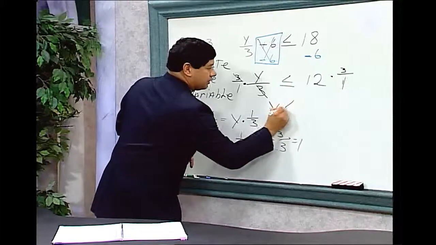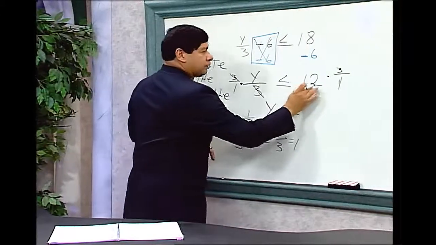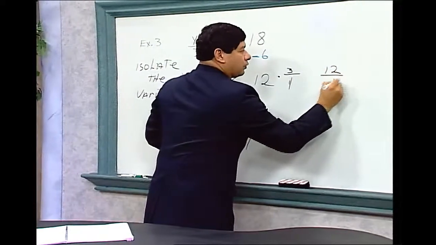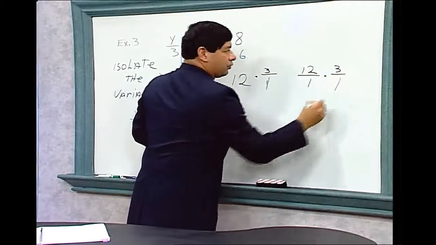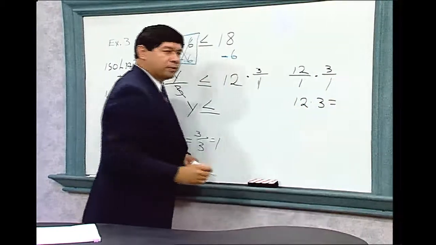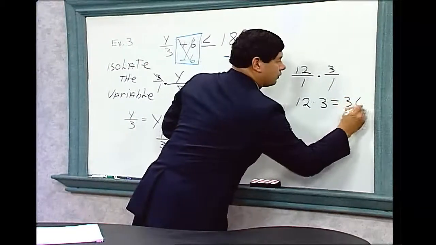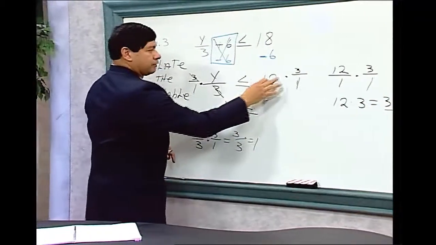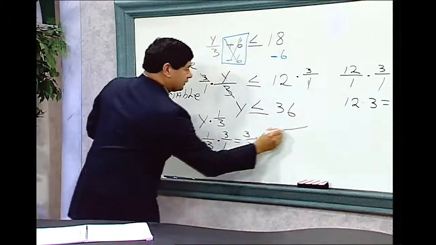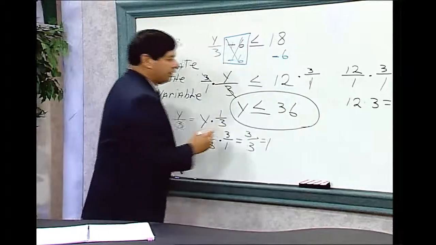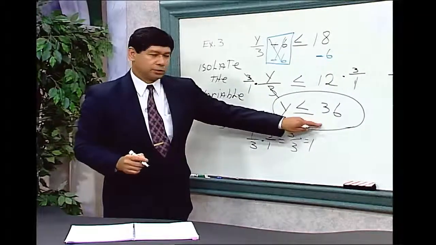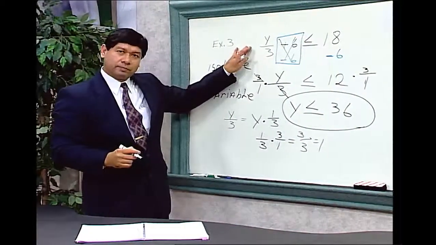Y is less than or equal to 12 times 3 over 1, which is the same as 12 over 1 times, of course, 3 over 1, which is the same as 12 times 3. And we know that 12 times 3 is equal to 36. So 12 times 3 over 1 is equal to 36. And here's our solution. Y, any number y, less than or equal to 36 would be the solution to this inequality.